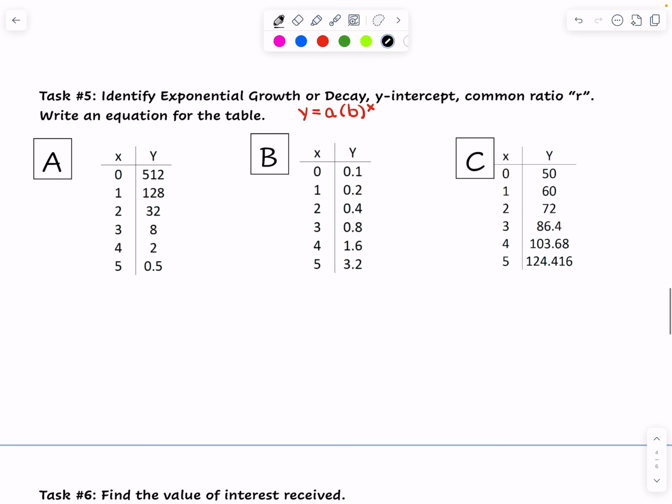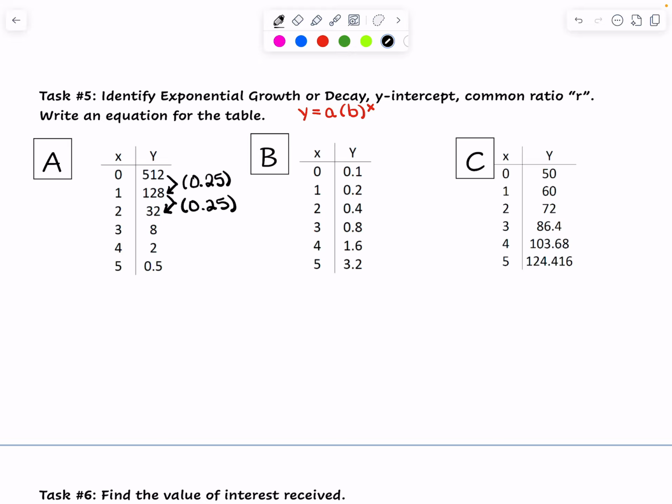And on the next task, we are looking at tables. So when I'm looking at the tables, again, look at the x values to make sure that it's going up by ones. So from 0 to 1, 1 to 2, 2 to 3, 3 to 4, and 4 to 5. As long as the x values are going up by ones, we can find the multiplication part using any of the two y values. So if I'm looking at this, I have 128 divided by 512 is 0.25, or it can also be written as 1/4. Okay, 128 times what makes 32? So 32 divided by 128 is 0.25.